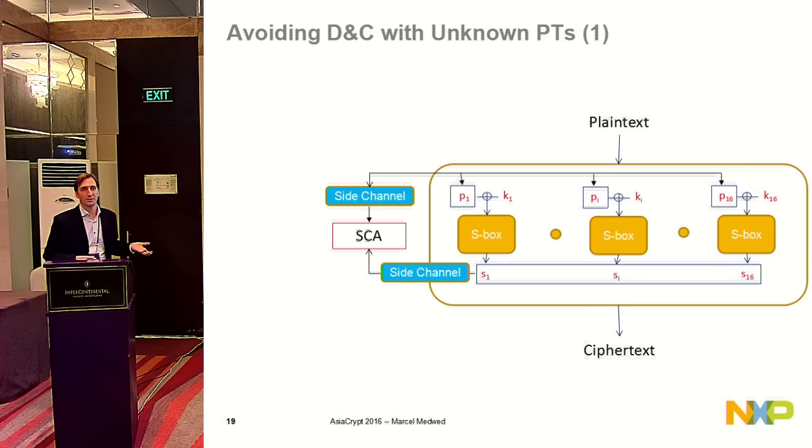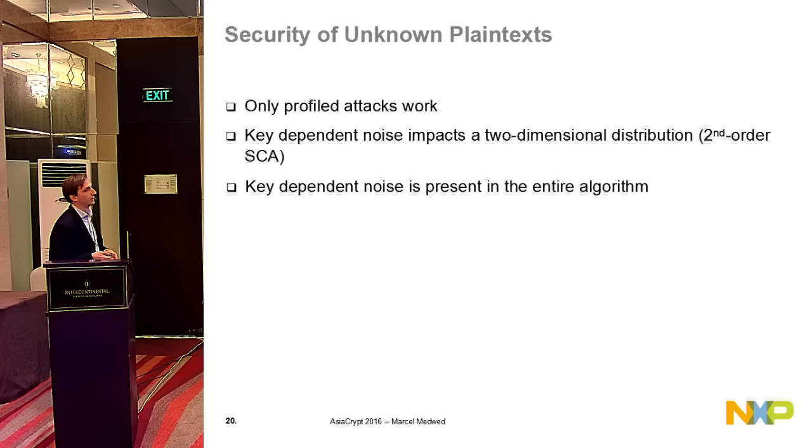And also, again, we can't target a single S box anymore in a parallel setting. We always target all of them at the same time. So we again get only a single score vector. So we need profile attacks. And this key-dependent noise, which we still have, now affects a 2-dimensional distribution. So it has much more impact and disturbs the attack much more. And also now this key-dependent noise property holds in the entire algorithm and not only in the first round.